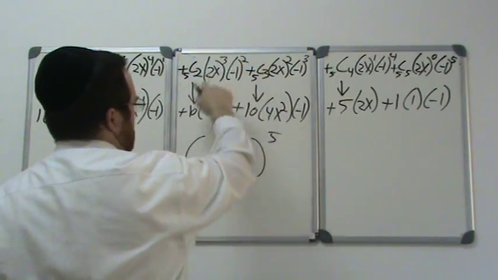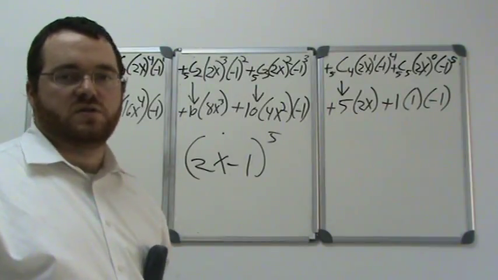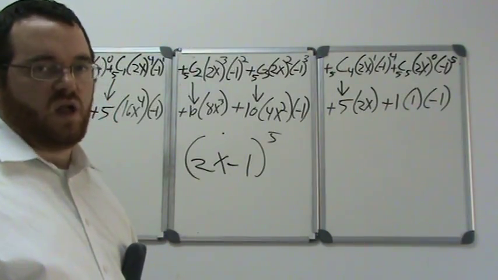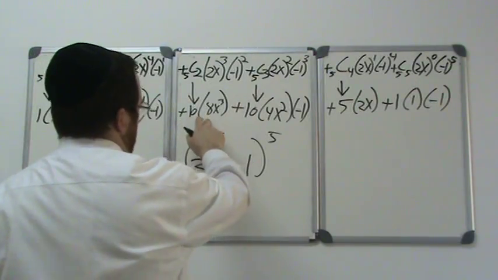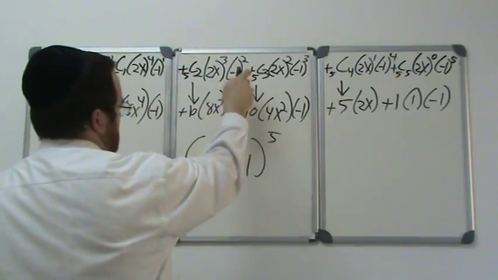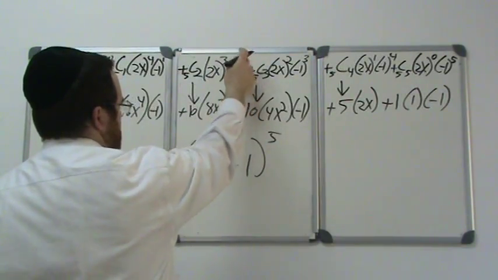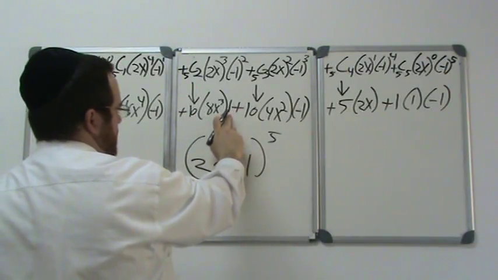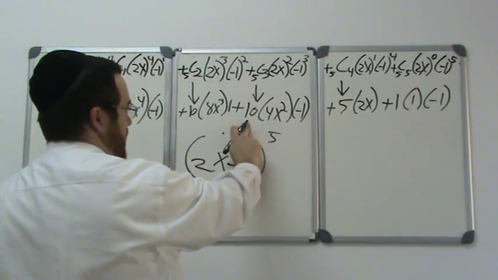And negative 1 to the second power: any negative number to an even power is positive. So the negative 1 becomes positive. 1 times 1 is just 1, times 8x cubed. Negative 1 squared is just 1. So it's 10 times 8x to the third power times 1, plus 5 combination 3 is 10.